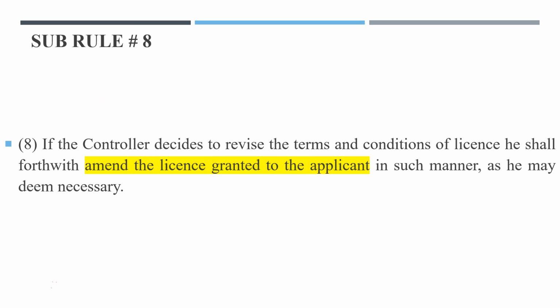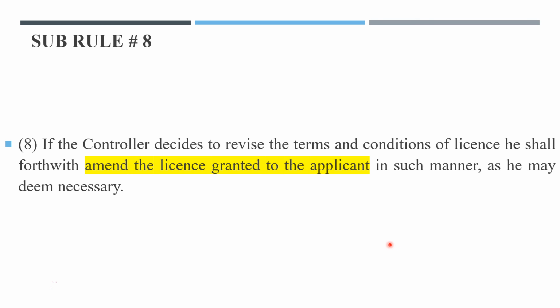Now, subrule 8. Now this is the last subrule for rule number 101. So what does it say? If the controller decides to revise the terms and conditions of license, he shall forthwith amend the license granted to the applicant in such manner as he may deem necessary. That means, just take a look, if the controller decides, as per the decision of the controller, what he decides? To revise the terms and conditions of the license.